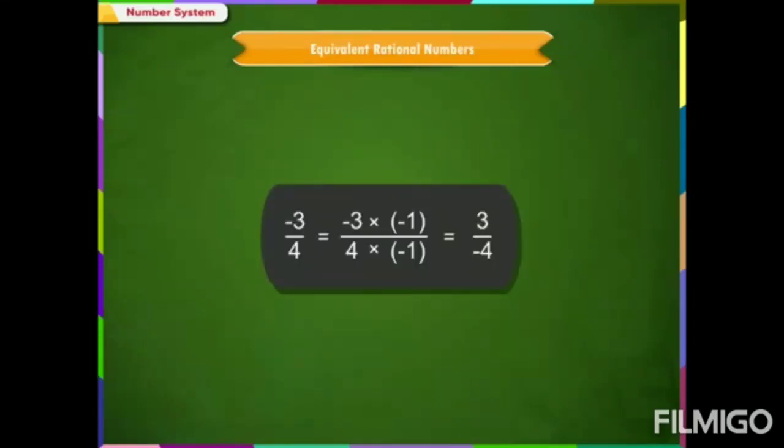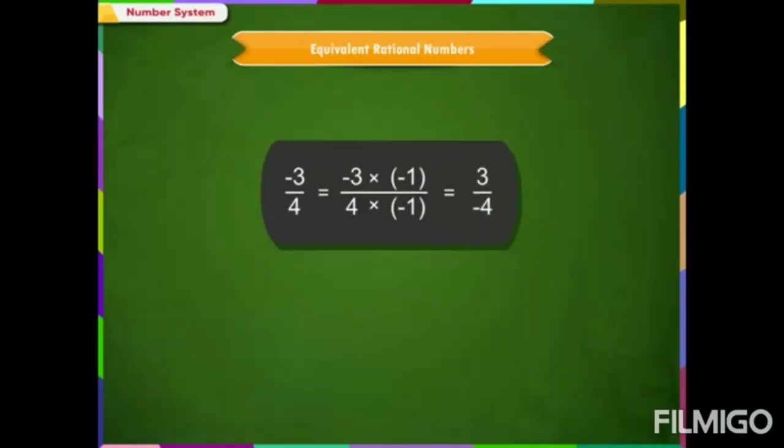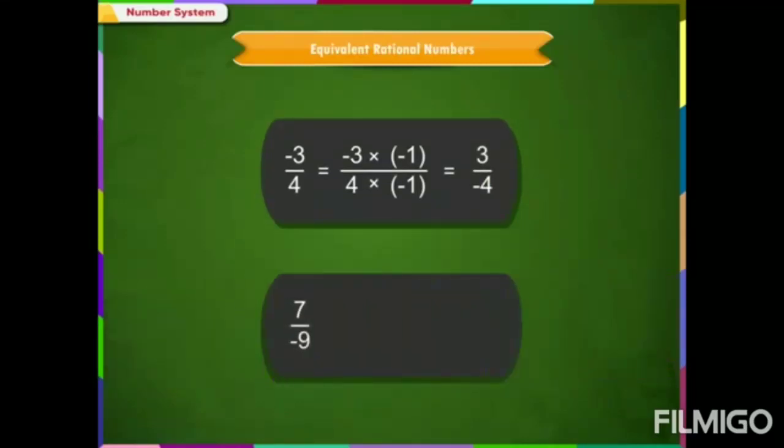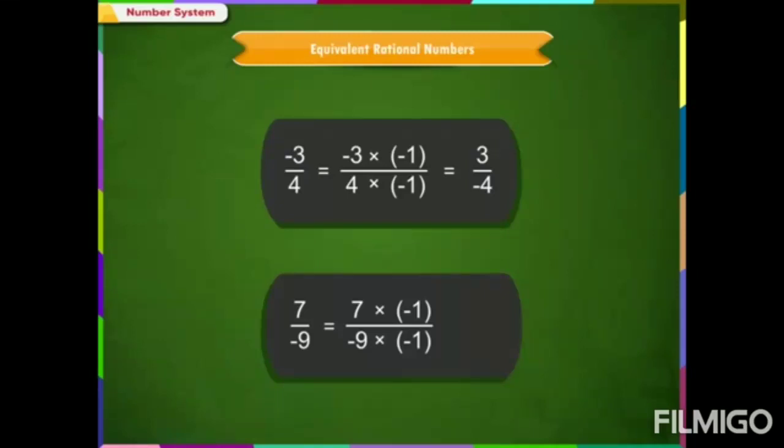Using the concept of equivalent rational numbers, we can write rational numbers like -3 by 4 is equal to -3 into -1 by 4 into -1 is equal to 3 by -4. Another example, 7 by -9 is equal to 7 into -1 by -9 into -1 is equal to -7 by 9.